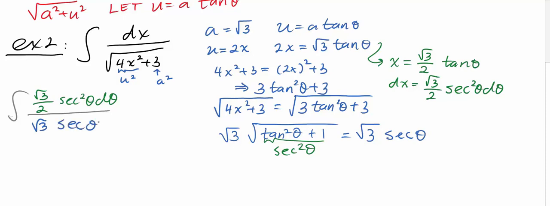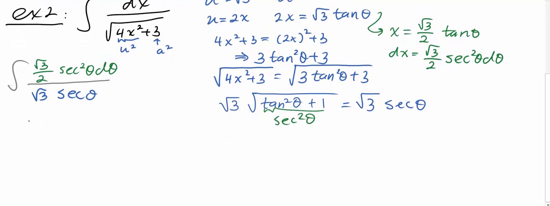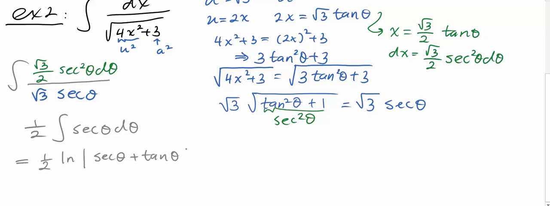Okay, let's simplify the integral a little bit, and then hopefully we can integrate it. So what does this look like simplified? Well, the square root of 3's cancel out, and I'm left with a 1/2 integral secant of theta d theta. The secant of theta is an integral that we've seen previously, but at this point in the class, it's probably best to just look it up in the table because it's not really relevant to derive it at this point. The integral of secant is 1/2 natural log absolute value secant theta plus tangent theta plus c.